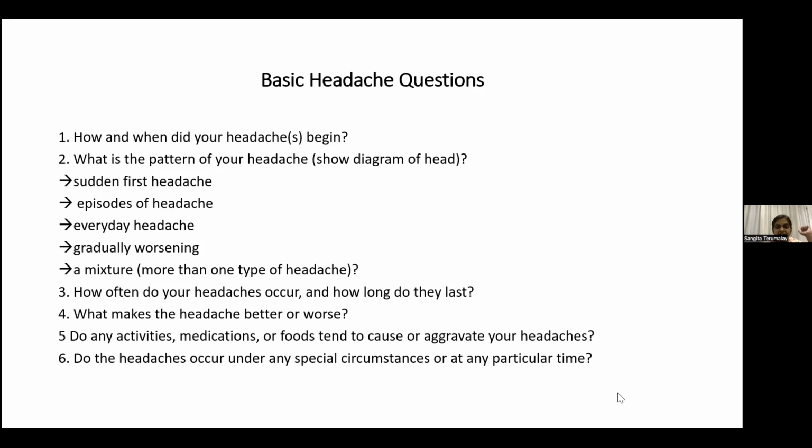Then later ask whether there are any activities, any medication, any certain types of food that aggravate the headaches. So it's important to document these if that's the case. And then also ask whether the headaches occur during any special or particular time. I think mainly for girls during their menstrual cycle, they can have something called menstrual migraine. So it's also good to see, when they chart their periods, and then later when you check when their headache starts, whether it coincides. So it's a good thing to just document.